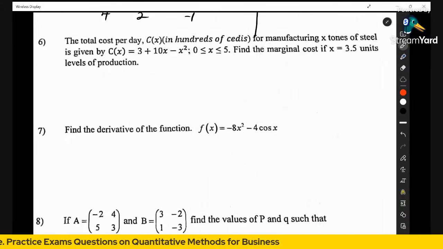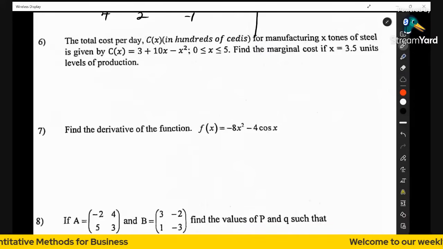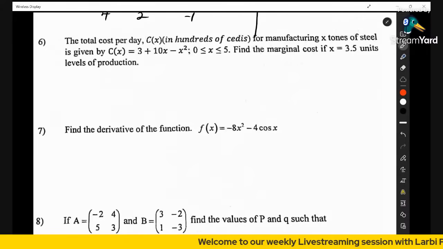So we have the cost and we are asked to find the marginal cost. So marginal cost is a change in cost. Marginal cost is a change in cost. Okay, so to find the marginal cost, this is what we're going to do.